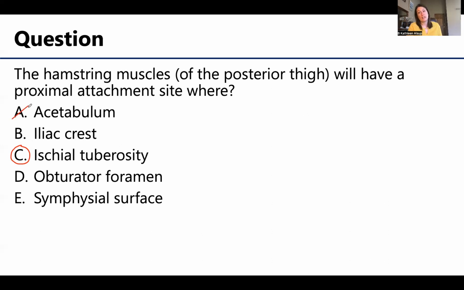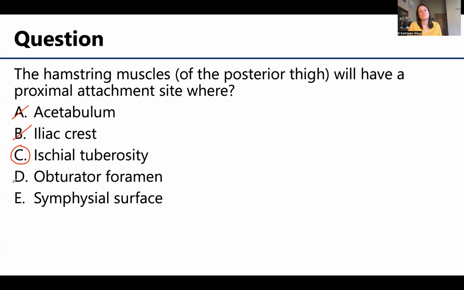Acetabulum is not correct. You actually are not going to have any muscles attaching to the acetabulum, but it's very important in terms of being the socket portion of the hip joint. The iliac crest, remember we rest our hands on the top portions of the ilium, or these iliac crests. This is a very important muscle attachment site as well, but that's more in terms of abdominal muscles, and then even some of the gluteal muscles.